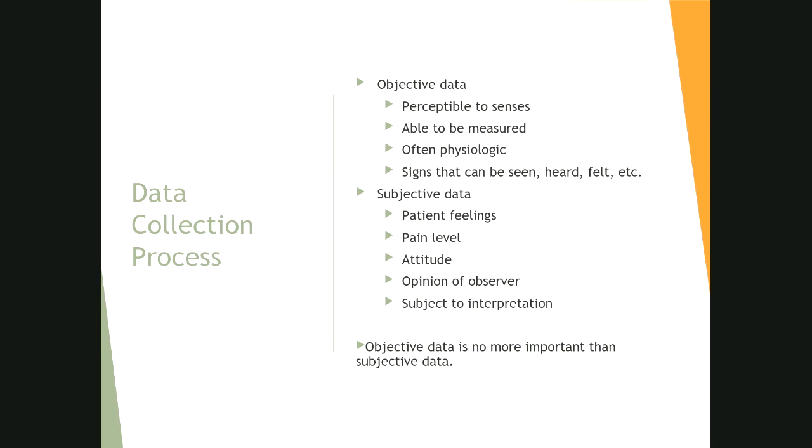There are two types of data that we collect. We collect objective data and subjective data. One is not more important than the other. They are both necessary. But when we look at objective data, that is information that is perceivable to our senses. So things like vital signs is objective information.